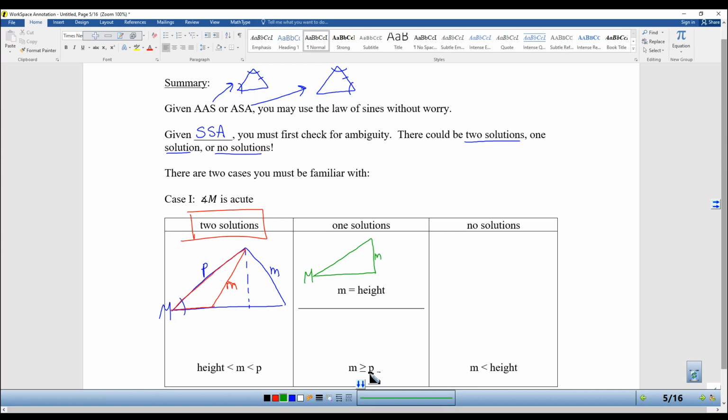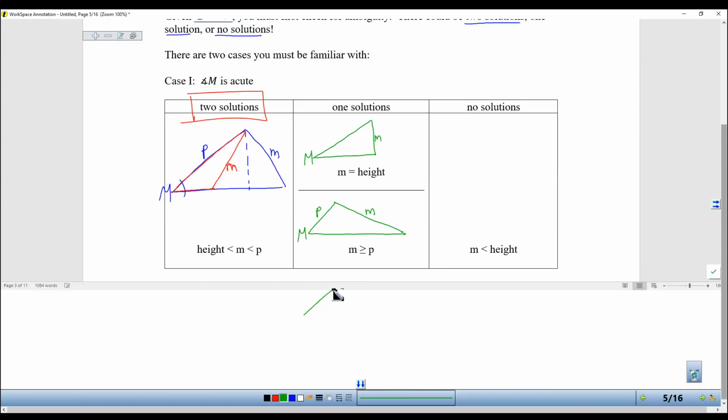If m is greater than p, so let's say p is small and m is large, in this case, that's the only way to draw it. You can't draw it p and then this way if m is bigger than p, because to draw it that way, m would have to be smaller. So that's why that one also only has one solution. And then no solution would be you have your p, you have your angle m, and then when you go to draw side m, it's not long enough. That's when you would have that no solution, and we did one of those.